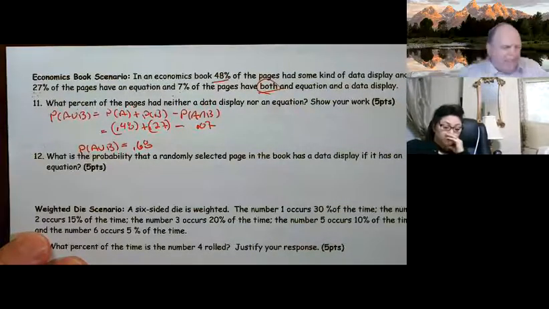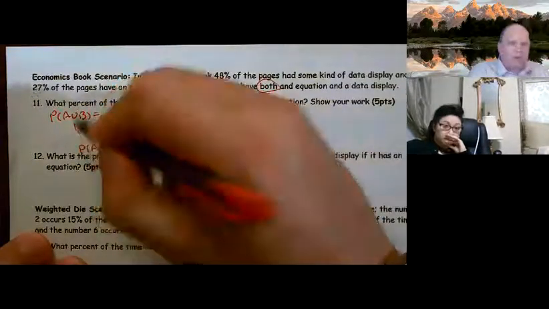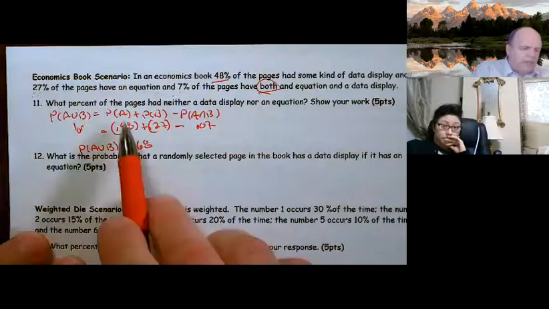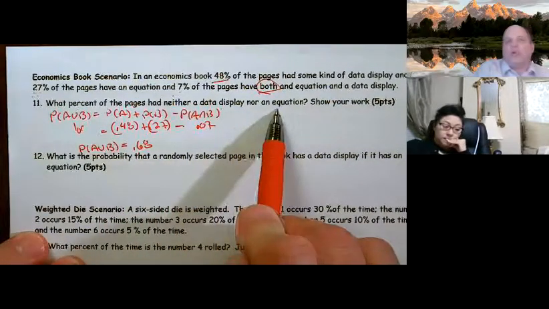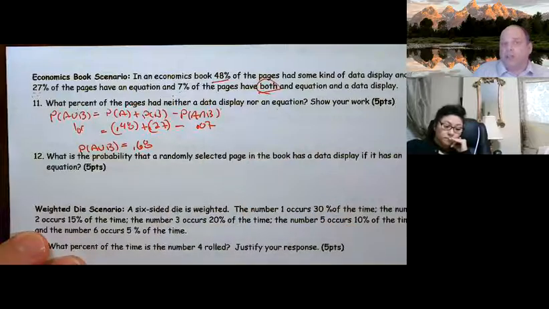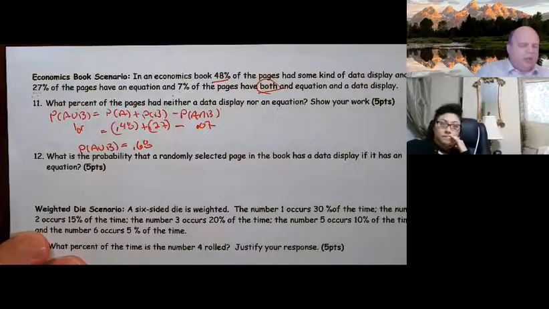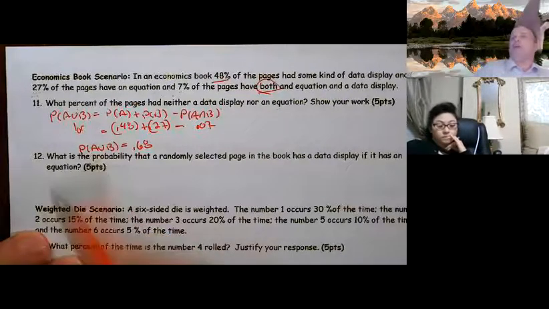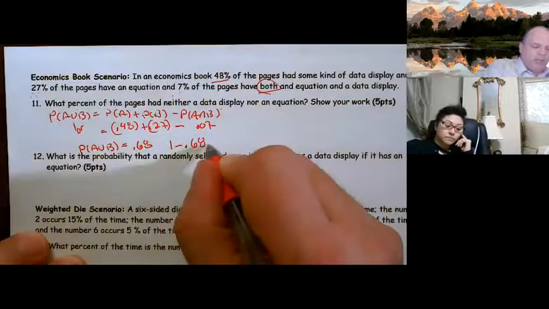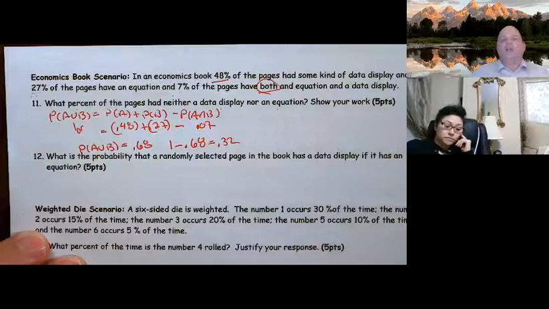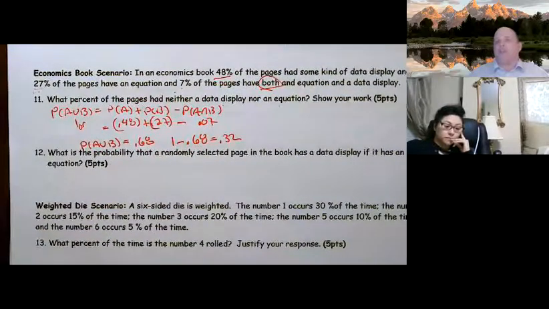But that's the probability that I have a data display or an equation or both. They didn't ask me that. They asked me for the probability I have neither. This is the probability I have something, so I want not something. So I can go 1 minus 0.68 and equal 0.32. So this is the way I tend to think about this.